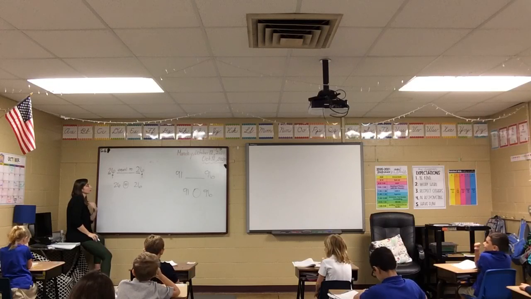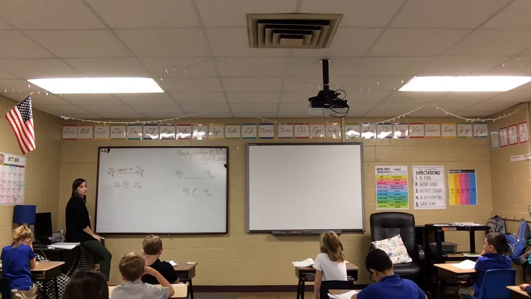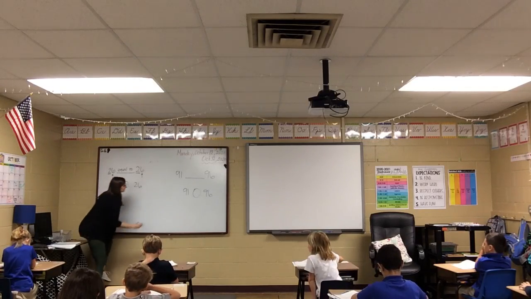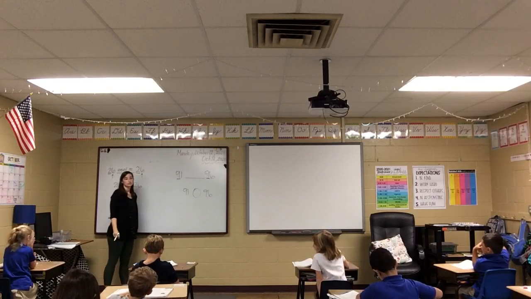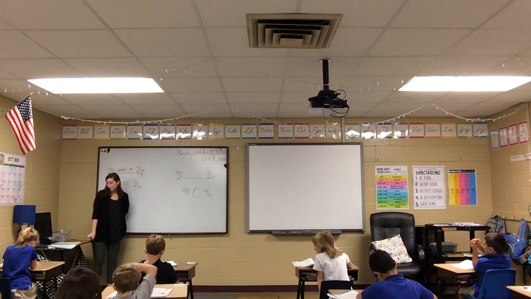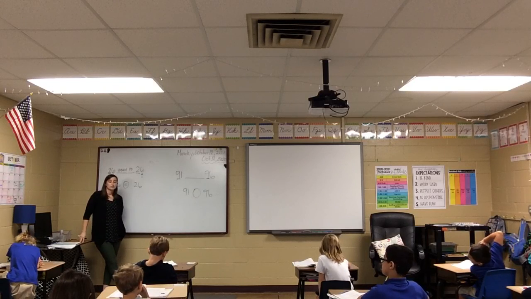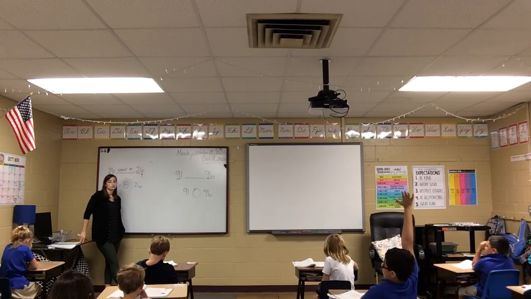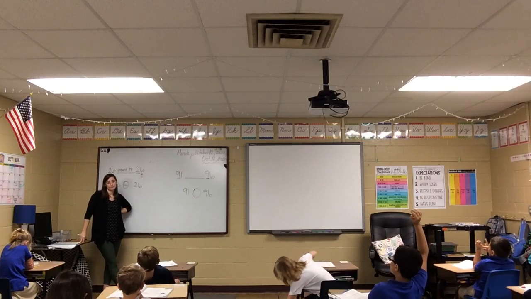All right, so 91 and 96. Brock, which are we going to look at first? The 10. Okay, so we're going to look at the 10s. And Brock, what do we notice about the 10s? That they're both the same. So then Malachi, what are we going to do? We already know that the 10s are the same, so then what do we have to do?